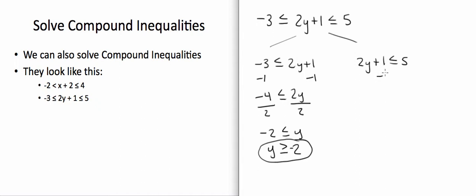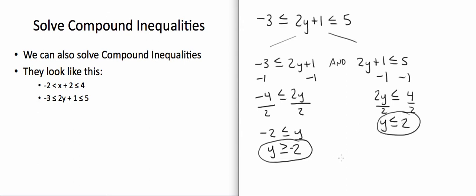We go through the same process here. Subtract 1, subtract 1. We have 2y is less than or equal to 4. We're going to divide by 2. So y is less than or equal to 2. So our graph's going to go from -2 to +2. Both closed circles. Shading goes in the middle. And that's where we're at.